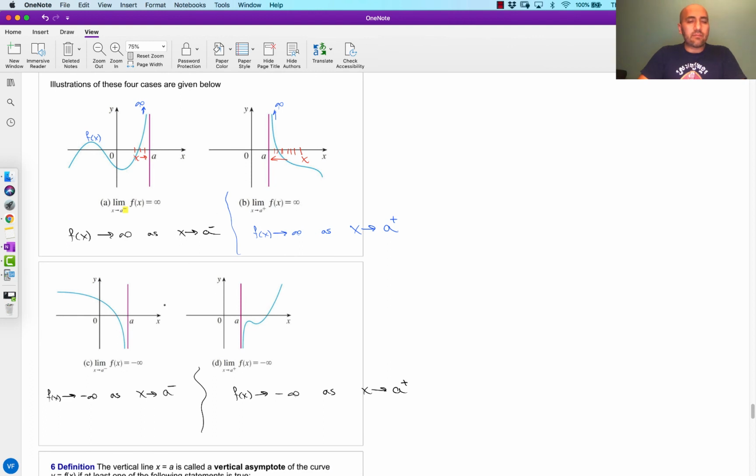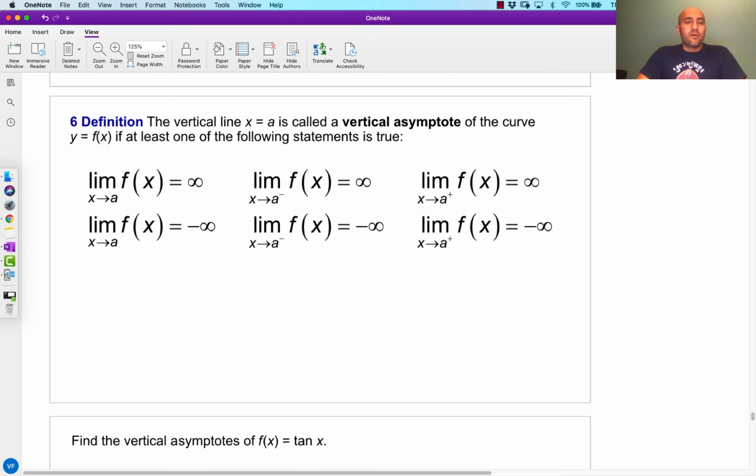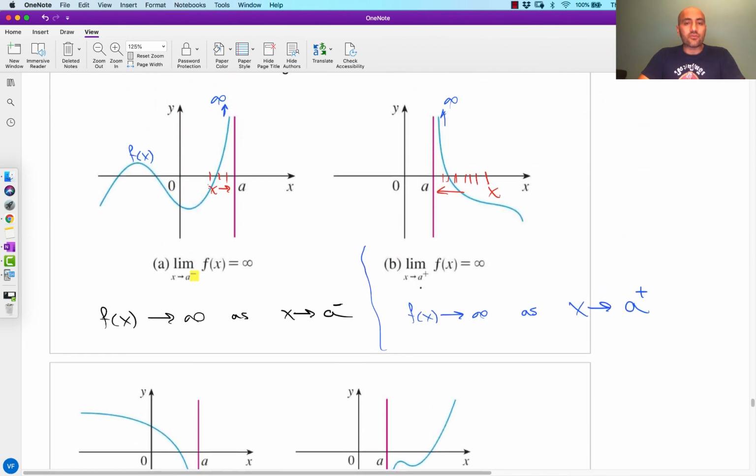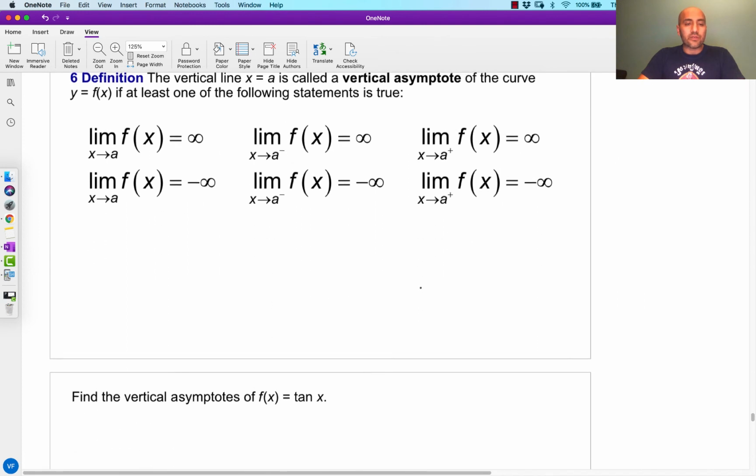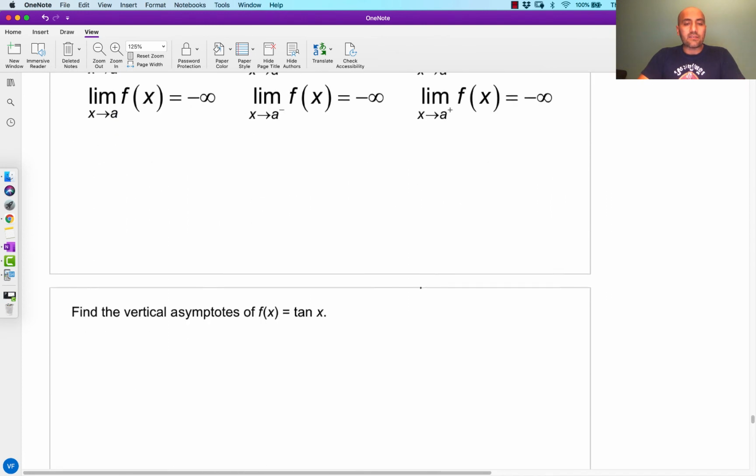So all four cases can be true. And that is, in fact, the definition of a vertical asymptote. The vertical line x equals a is called the vertical asymptote of the curve y equals f of x if at least one of the following statements is true. So, of course, if either the unrestricted limit of f of x equals positive or negative infinity, or one of the one-sided limits is true and equals infinity. If one of these is true, then we have a vertical asymptote. And so if one of these four cases is true, or the unrestricted one, then you have yourself a vertical asymptote.